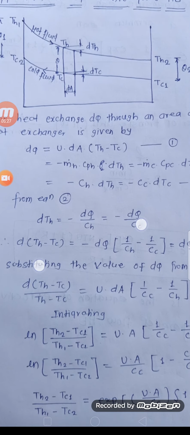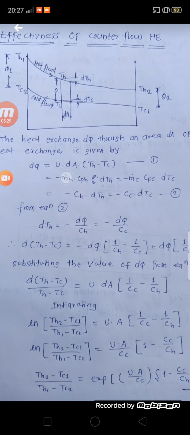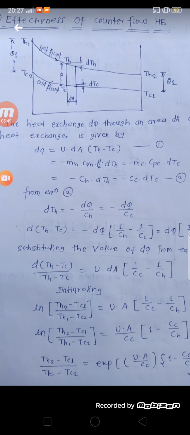So the product of mass flow rate and specific heat is nothing but heat capacity. So what is the equation? dQ is equal to minus capital Ch into dTh is equal to minus Cc into dTc. From this equation, what is the value of dTh? dTh is equal to dQ divided by minus Ch, and dTc is equal to minus dQ divided by Cc. So we have to subtract this term from dTc.